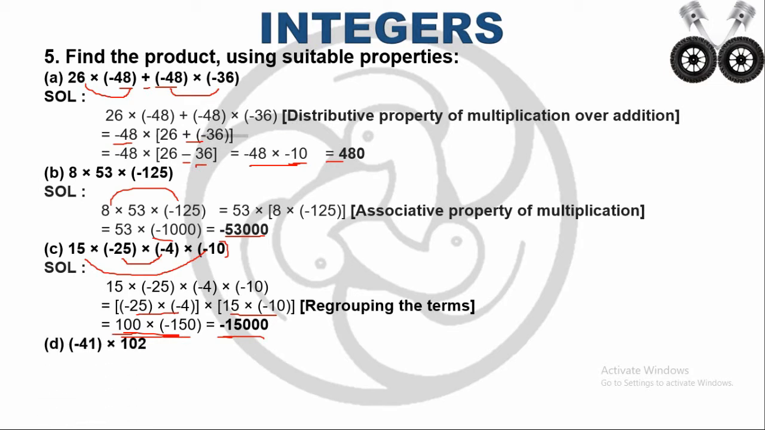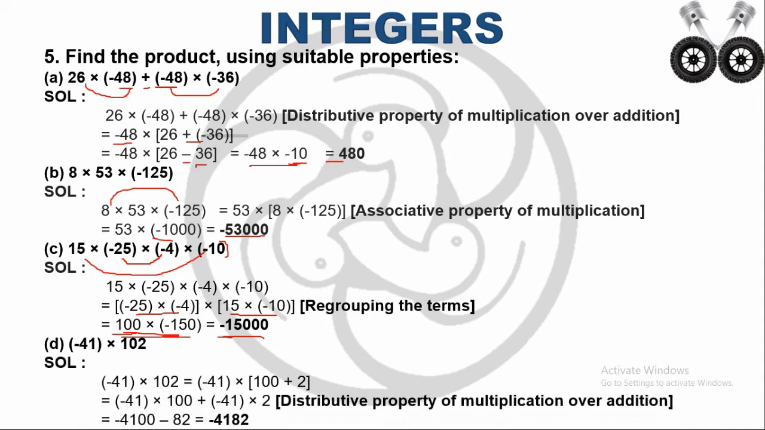And then subdivision D, minus 41 into 102. For my convenience, I separate 102 as 100 plus 2. Then I can write minus 41 into 100 plus 2. That 41 is distributed to 100 as well as to 2. What is the middle operator here? The middle operator is addition. What is the property used here? Distributive property of multiplication over addition.